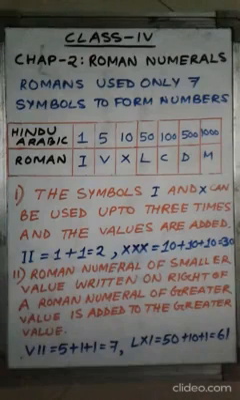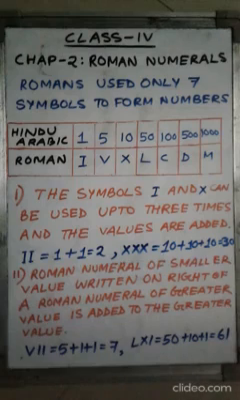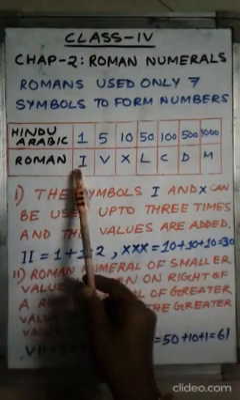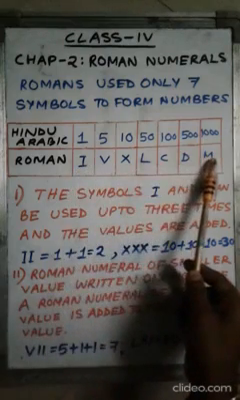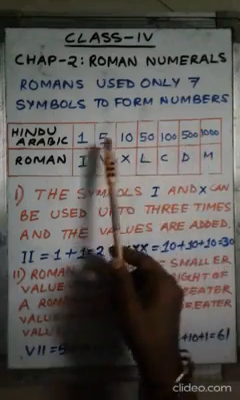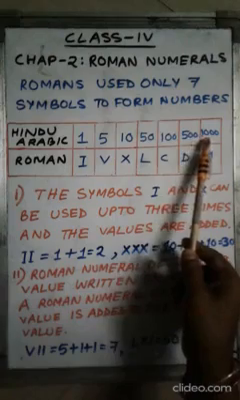Good morning, dear students. Today we shall start a new chapter, Roman numerals. So, you know that Romans used 7 symbols to form numbers. Already in your previous class, you have studied about this. The 7 symbols are listed here, and I have written their equivalent values in Hindu-Arabic notation also.